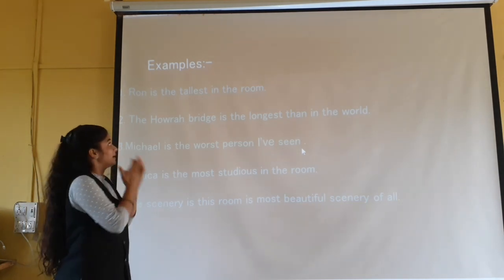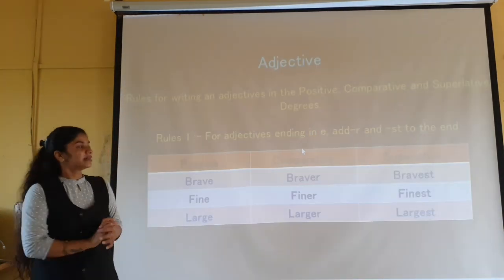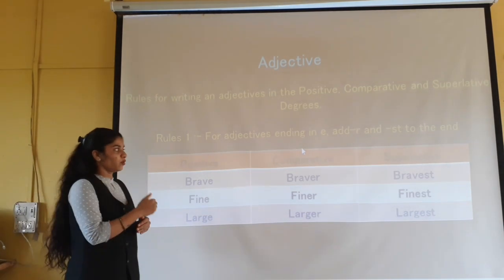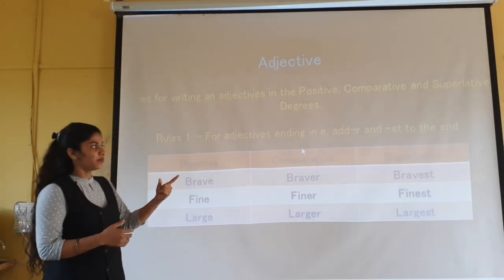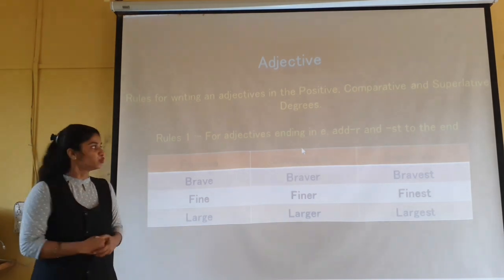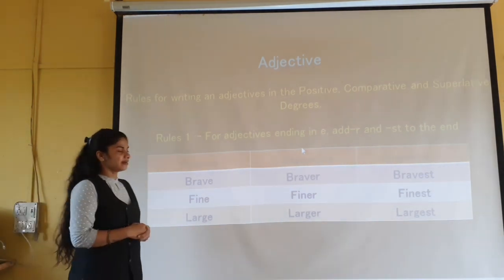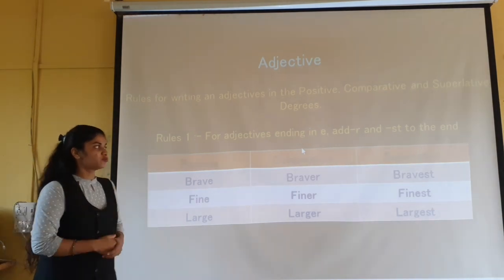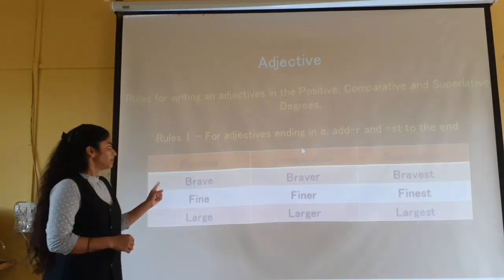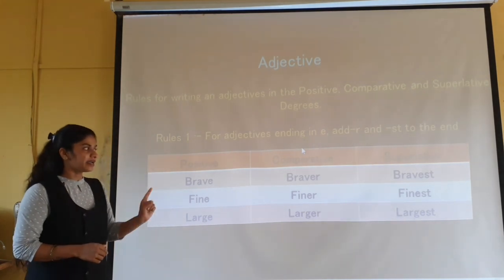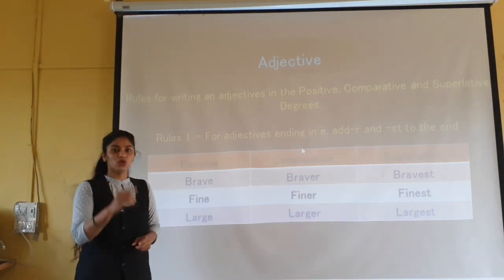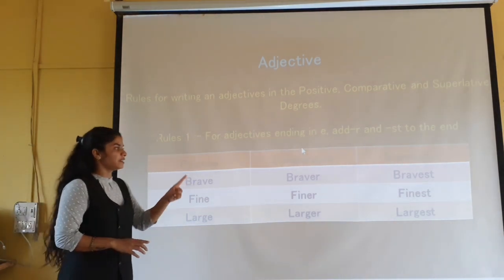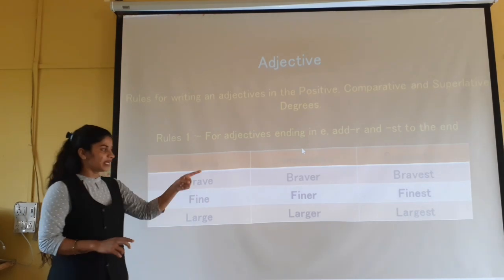Okay, let's go further. Now here there are some adjectives in the form of degrees, that is positive, comparative and superlative. There are some rules for this. First let's learn about this. Positive degree brave, comparative is braver, superlative is bravest. In brave, at the end we are adding only R and ST. Why? Because at the end there is E. Fine, finer, finest. Large, larger and largest.